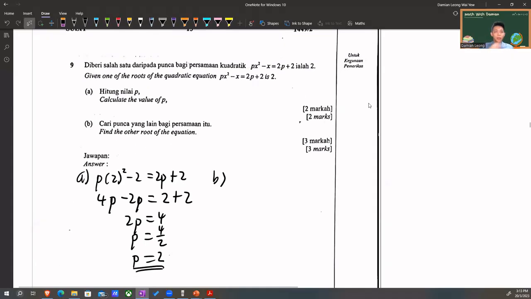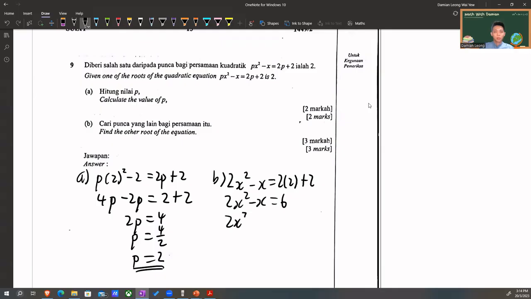Part B, find the other root of the equation. So now that I know what the p value is, I can substitute back in. So 2x squared minus x equals 2 times 2 plus 2. 2 times 2 plus 2 is 6.